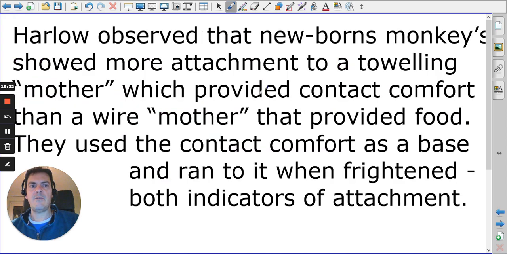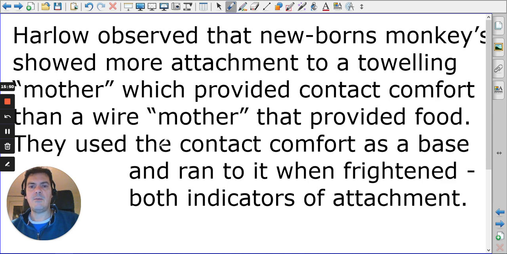So that's why I have that particular statement there. It says they observed newborn baby monkeys showed more attachment to a toweling mother which provided contact comfort than a wire mother that provided food. Okay, so these are both indicators of attachment, that they would prefer to spend time on the contact comfort.